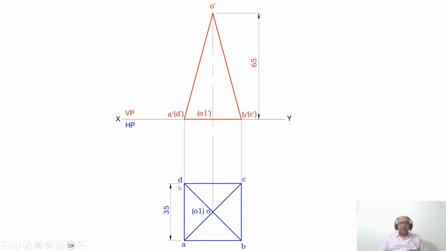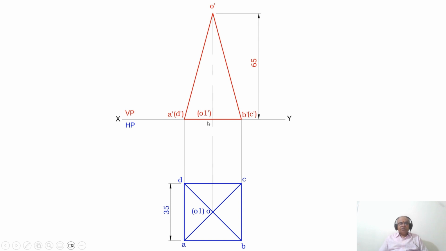As we have joined A dash to B dash, visible to visible is visible; O dash to B dash, visible to visible is visible; O dash to A dash, visible to visible is visible. Therefore, you draw a triangle with a dark line and you represent O dash and O1 dash with a big dash, small dash and big dash. So this is how you will be able to draw the front view and also the top view of a square pyramid with the base edges resting on HP.